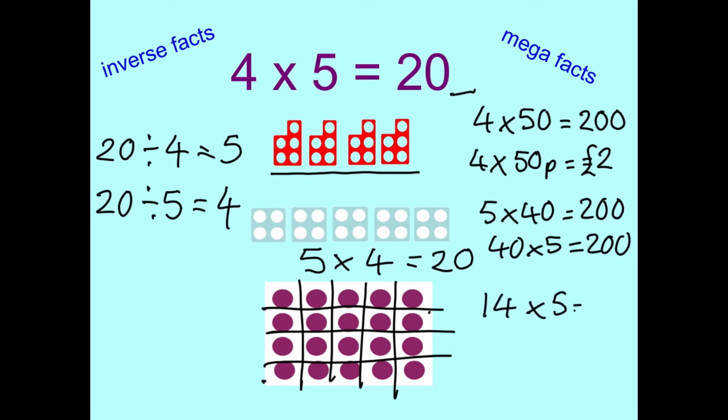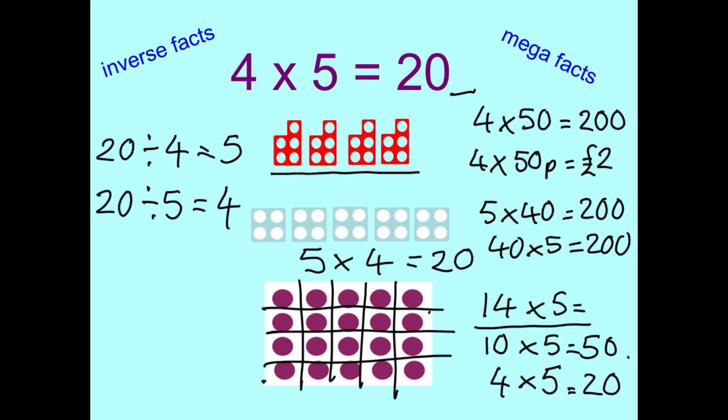Now remember, to do these ones, we're partitioning it. So we're partitioning 14 into a 10 and a 4, which means we need to work out 10 times 5 and 4 times 5. And then once you've got those two facts, that one would be 50, and we know 4 5s are 20. You add them together, and that gives you that answer. I'm not going to tell you that one. I'm going to let you add those together. So you need to add 50 and 20.